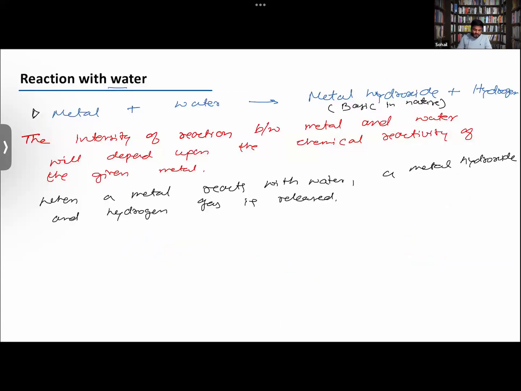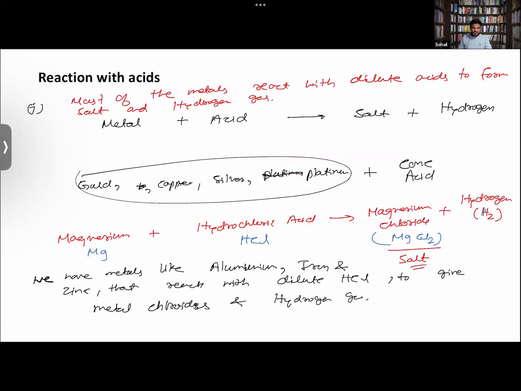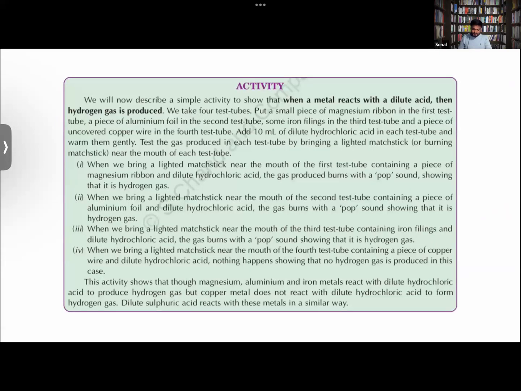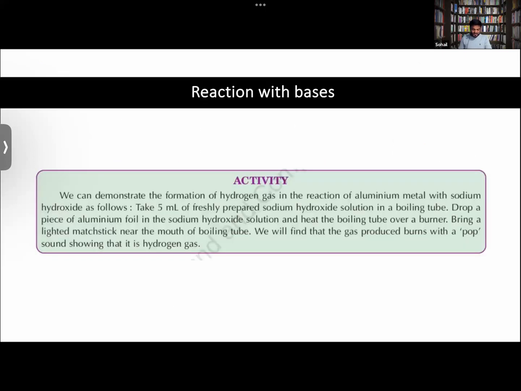Okay, so we did talk about the reaction of metals and non-metals with water, and there a metal hydroxide was formed, that is basic in nature, and hydrogen gas was released. We had the example of sodium, which was very explosive. Then we talked about the reaction of acids also, right? Some of the metals will be reacting with dilute acids, but some of the metals will not be reacting. So we did this experiment, and we studied about this experiment as well.